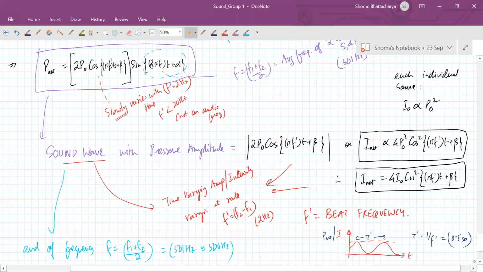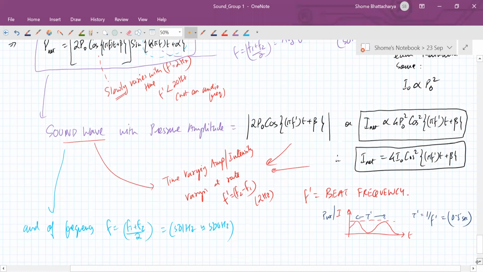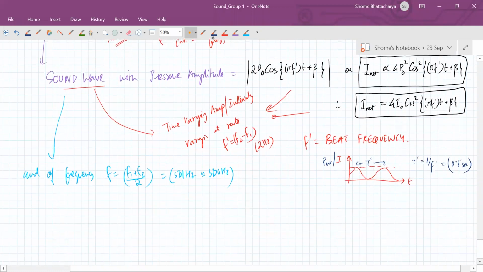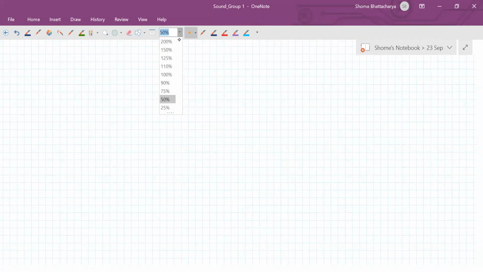Okay, so now if we want to analyze the graph of the pressure variation with respect to time, that's also something interesting. So this net pressure variation, which is 2 p naught cos, you can convert it to a sinusoidal term also, because there's a phase thing involved. So it is cos pi f prime t. You can always adjust this beta to make this sine.